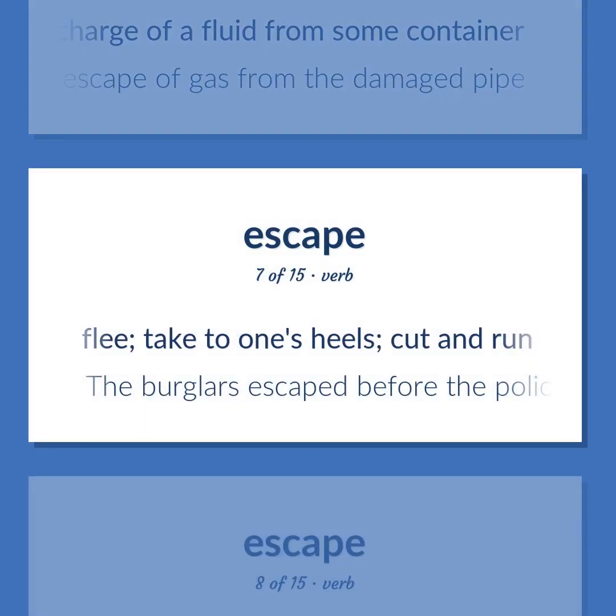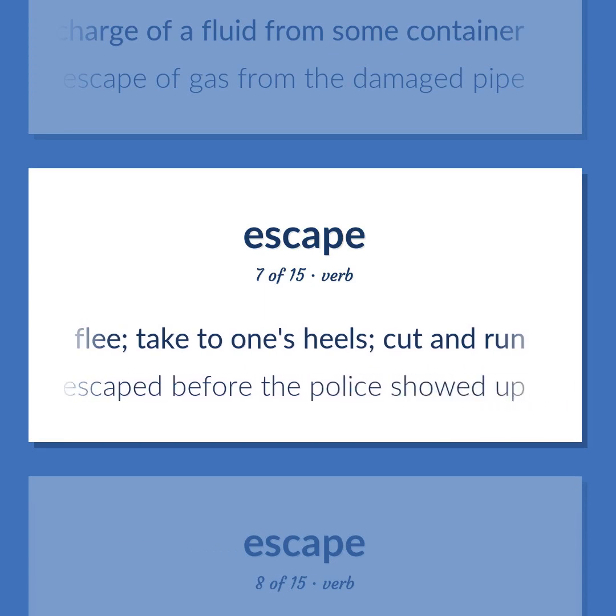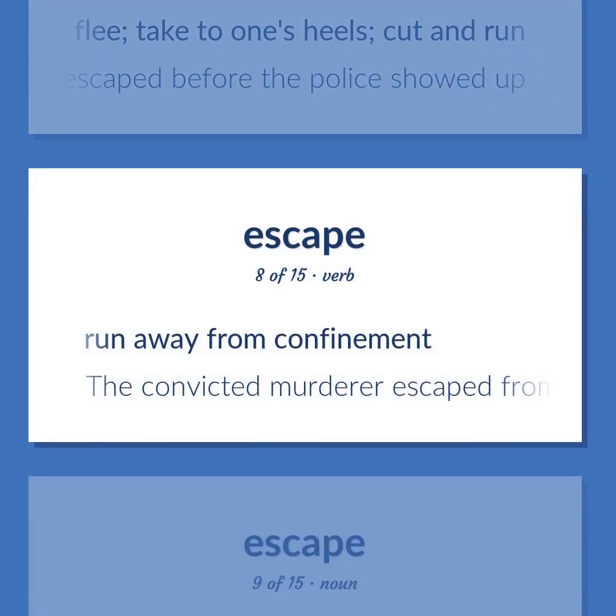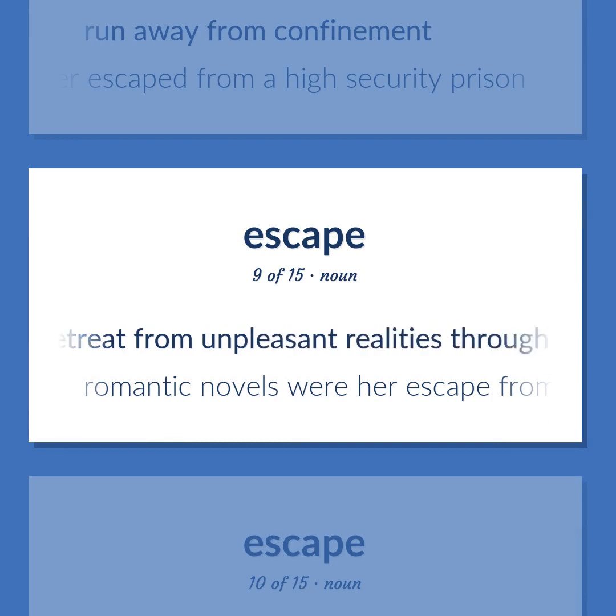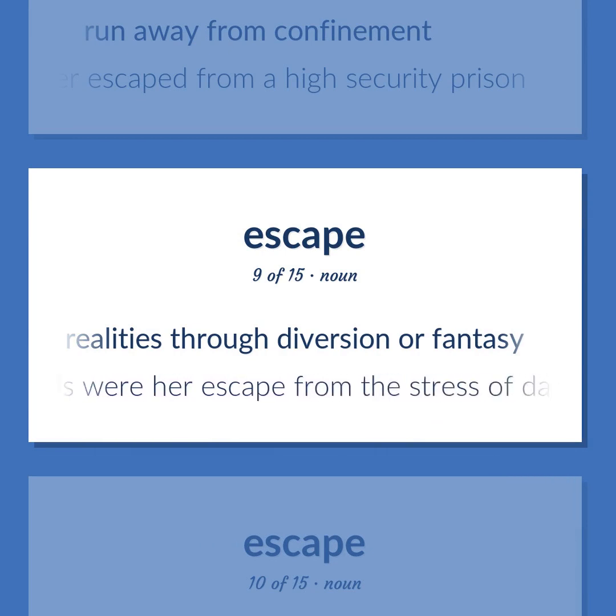Flee. Take to one's heels, cut and run. The burglars escaped before the police showed up. Run away from confinement. The convicted murderer escaped from a high-security prison. An inclination to retreat from unpleasant realities through diversion or fantasy. Romantic novels were her escape from the stress of daily life.